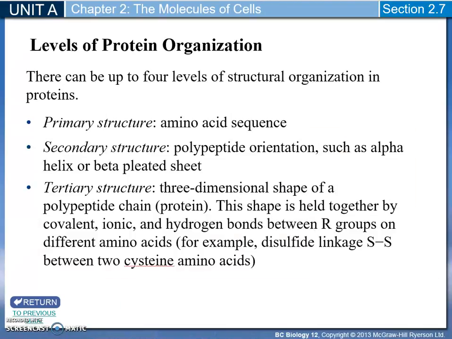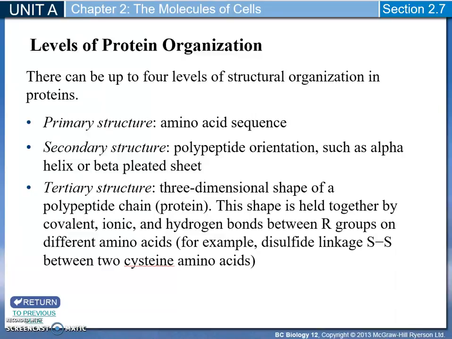Then we have levels of organization of the protein, and the first level of organization is referred to as the primary structure, and this is simply the amino acid sequence in the polypeptide. So, depending on the arrangement of the amino acids, that will determine its primary structure. Then we have a secondary structure, and this would be the polypeptide orientation, such as an alpha helix or a beta pleated sheet, which we will refer to again later.